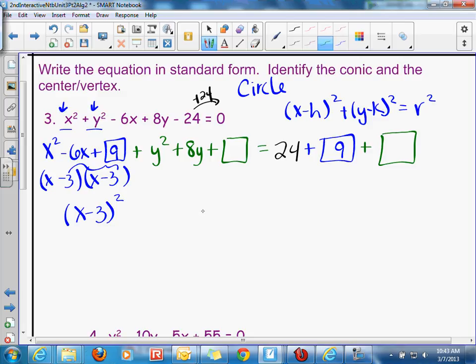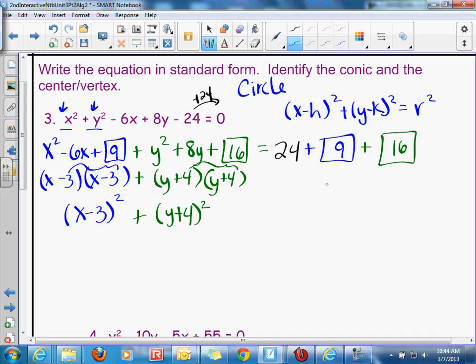Now we'll move on to the y's. I've got a plus here. I'm going to put the plus. Factors. No lead coefficient on the y, so it's just y and y. Half of 8 is 4, so plus 4 plus 4. 4 times 4 is 16, so added for the y's is 16. And the y's will be y plus 4 parentheses squared.